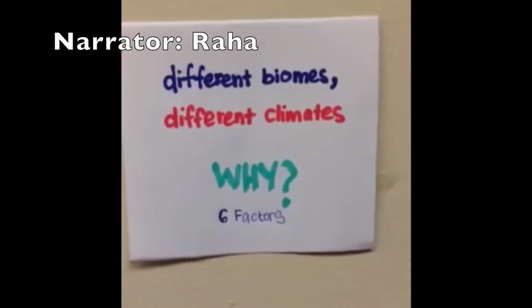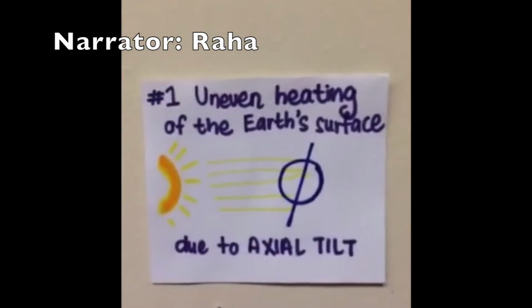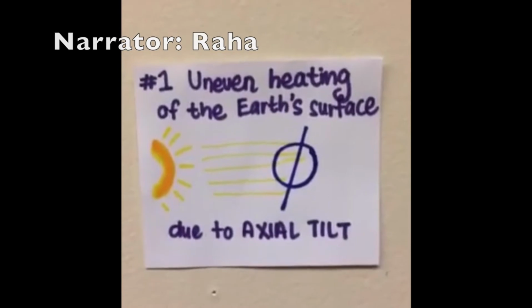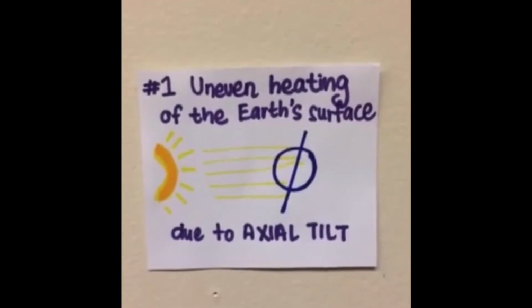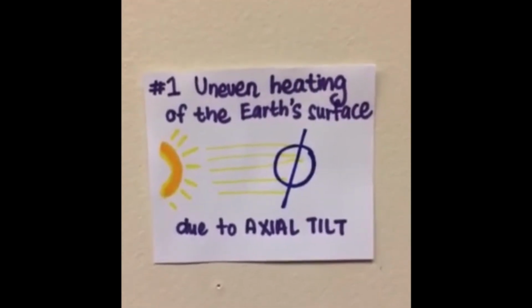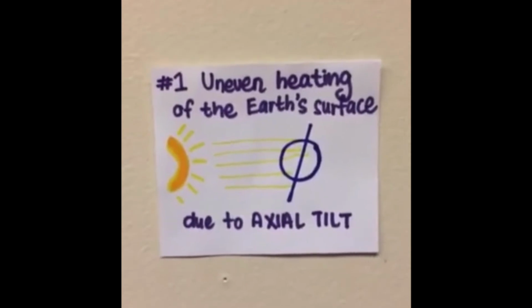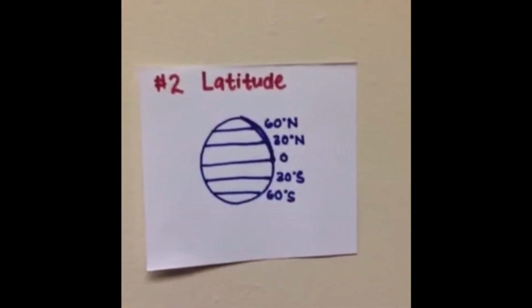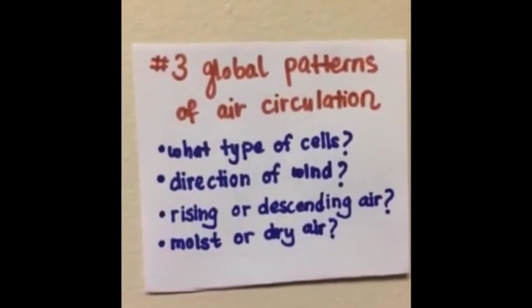Why? Look at these 6 factors. First, uneven heating of the Earth's surface due to the axial tilt. So it's going to be warmer at the equator, and as you radiate out, it's going to have decreasing temperature. Number 2, latitude. And number 3, global patterns of air circulation.